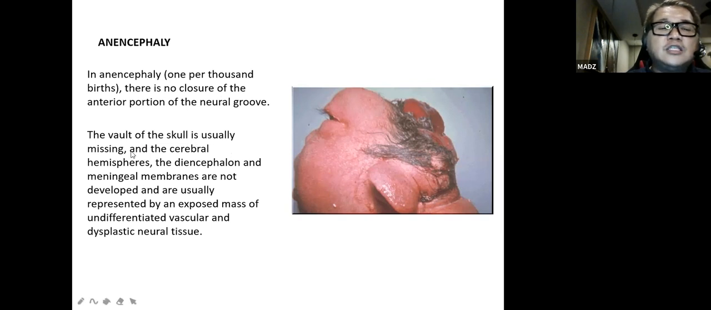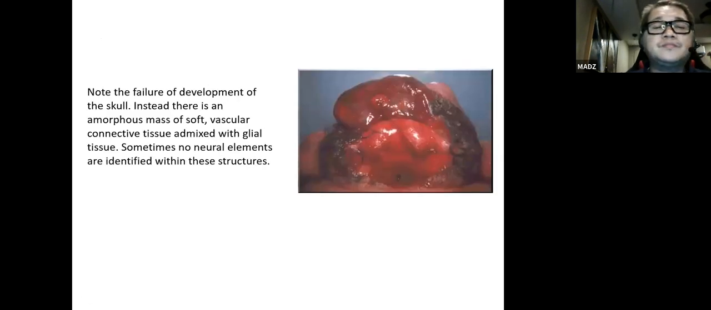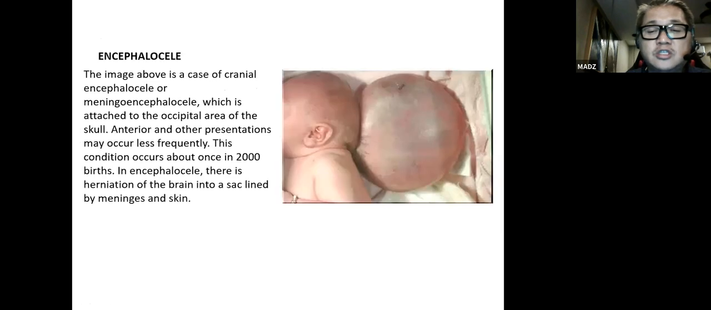The vault of the skull is usually missing. The cerebral hemispheres, the diencephalon, and the meninges are not developed and are usually represented by an exposed mass of undifferentiated vascular and dysplastic neural tissue. So note the failure of the development of the skull also. Instead, there is an amorphous mass of soft vascular connective tissue mixed with glial tissue. Sometimes no neural elements are identified within the structures. And this is, of course, not compatible with life. Usually they die within 24 hours.